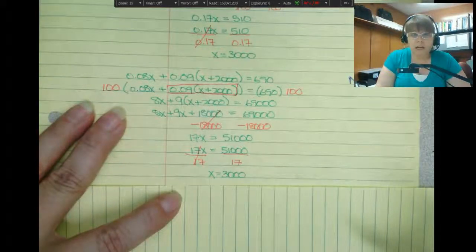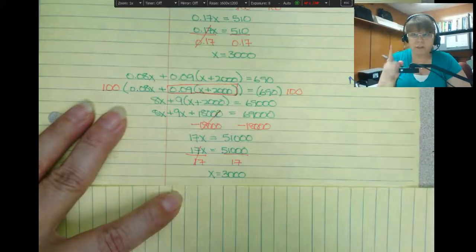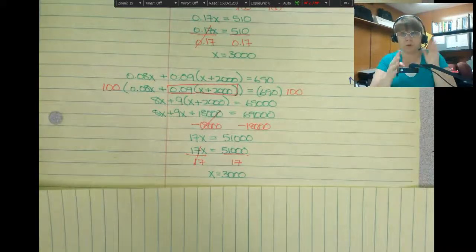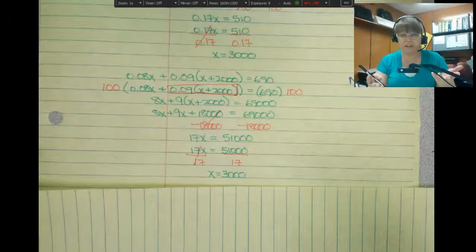The 0.09 times a quantity is one term. You're only going to do the multiplication once. You might want to expand everything first and then multiply each term by whatever value you want, but that would have given us a little bit more work.